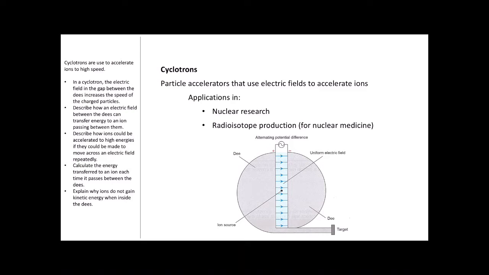As I've already said a couple of times, cyclotrons are particle accelerators and they use electric fields to accelerate ions. They have applications in nuclear research as well as radioisotope production, and this is for nuclear medicine. I've just taken the diagram from the workbook and used it here, and this is the level of detail for electric fields that you're expected to know. We actually do come back to this later on when we look at magnetic fields.